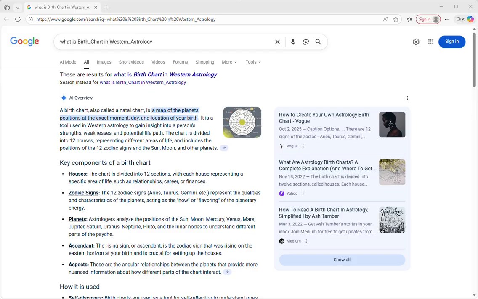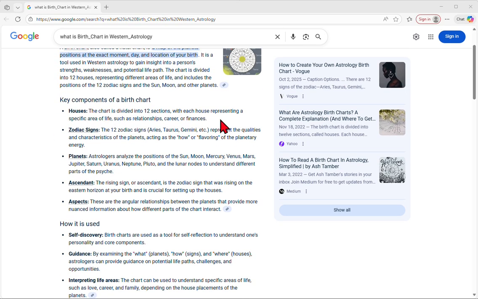Okay, a natal chart is a map of the planets' positions at the exact moment, day, and location of your birth. It is a tool used in Western astrology to gain insight into a person's strengths, weaknesses, and potential life path. The chart is divided into 12 houses representing different areas of life, and including the position of the 12 zodiac signs and the sun, moon, and other planets. That's a pretty simple breakdown, similar to what we said earlier. It does go down here to break it down a little bit more, talking about the houses, the signs, the planets. It brings up the ascendant too, how it connects to the houses, and the aspects that it makes.